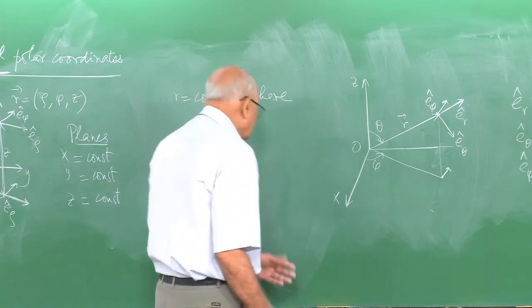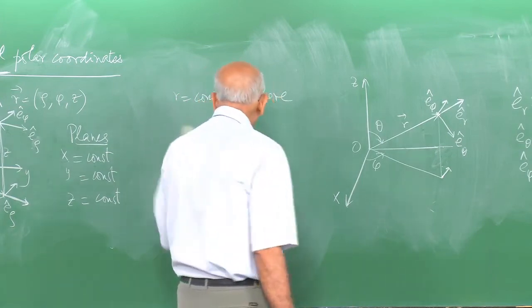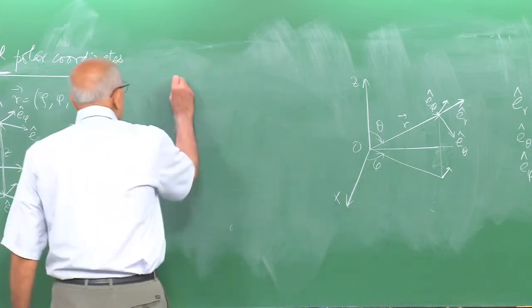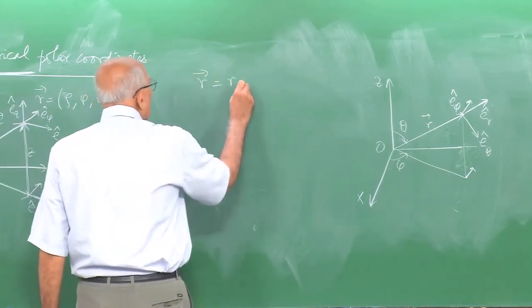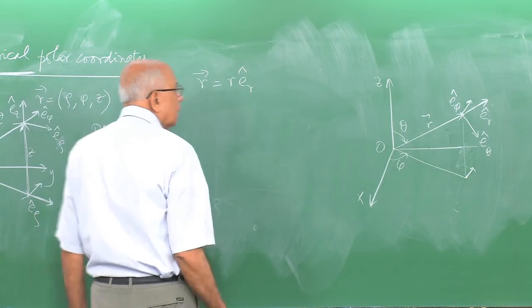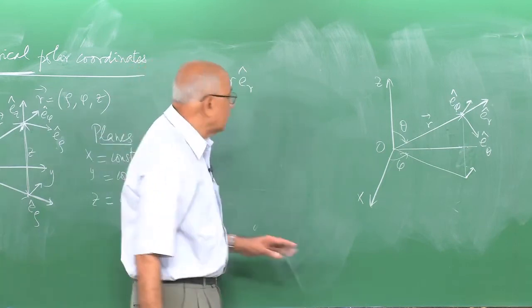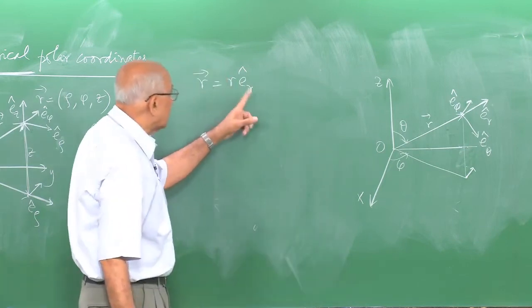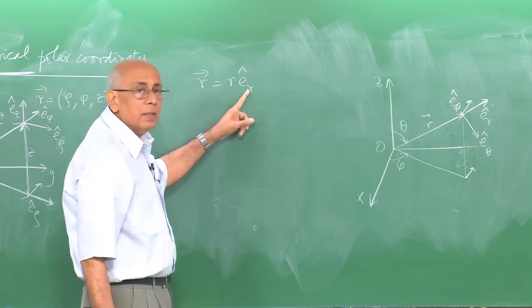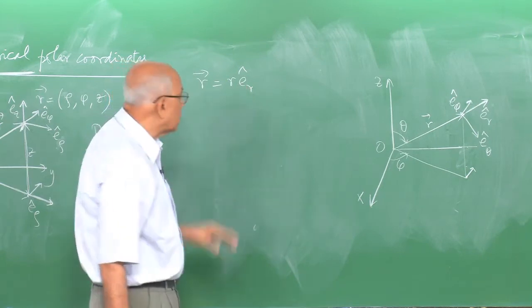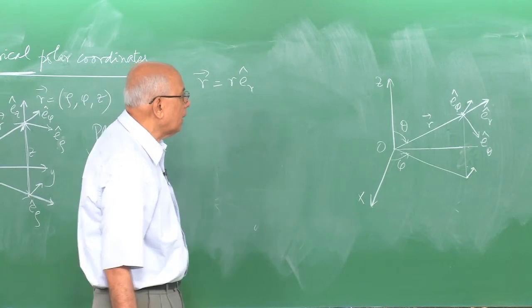And what about the R vector itself? Well, we know by definition that R equals R times ER. Nothing else, that is it. But this is position dependent. This thing here, the unit vector, is position dependent, so its derivatives are going to be fairly complicated.